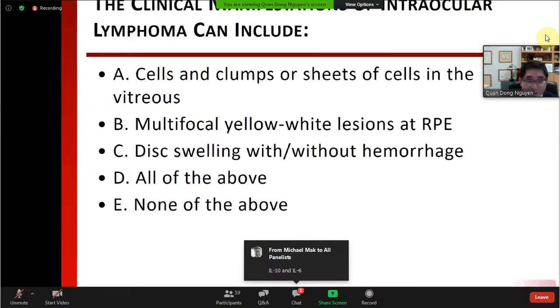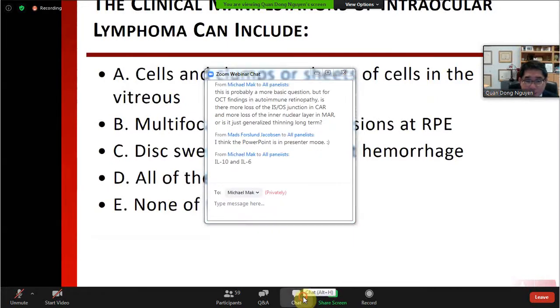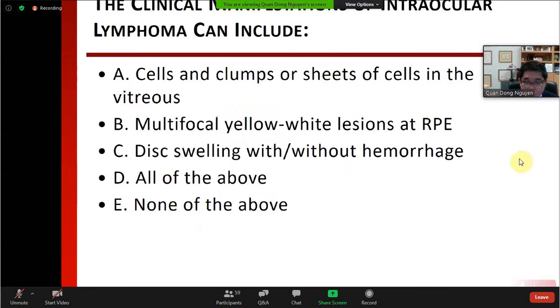Next question is, what does intraocular lymphoma look like? Cells in a clump or sheets of cells, multiple yellow-white lesions at the retinal pigment epithelium, disc swelling, any of the above, or none of the above.